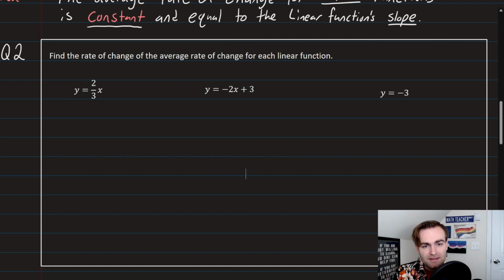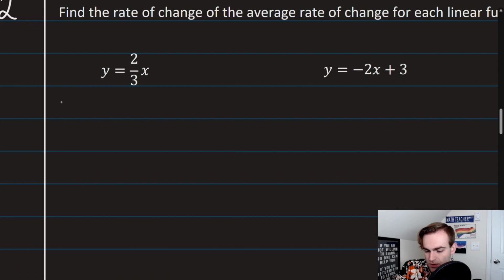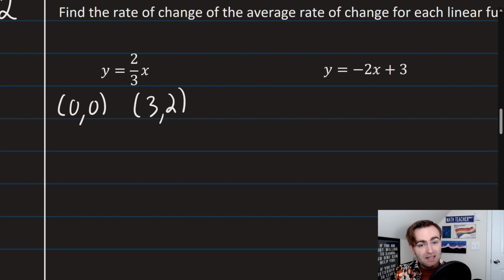So what's different about this is that we need to find 2 rates of change, 2 average rates of change, and then find the change between them. So instead of needing 2 points for this, we're going to need 3. So what we're going to do is use the 2 points we used last time, which was (0, 0) and (3, 2), but we need another point.